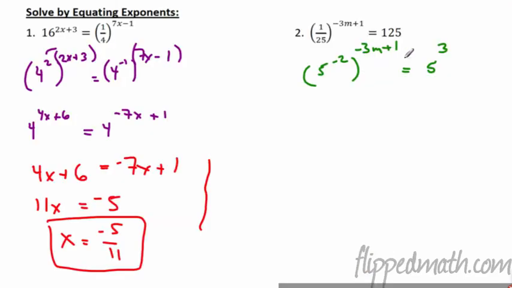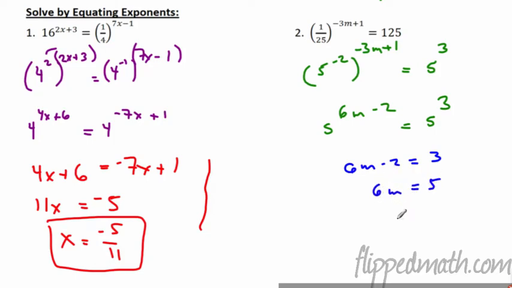Okay, did you at least get this far here where you could write them as a power of 5? We have 5 to the negative 2 and 5 cubed. I'm going to multiply those exponents. We're going to get 5 to the 6m minus 2 equals 5 to the 3rd power. Now we can set their exponents equal to each other. So we're going to get 6m minus 2 equals 3, right? And then what do we do? Add 2 to each side. 6m is going to equal 5. m is going to equal 5/6. So that's it for the first 2. Let's go to the next type of problems.